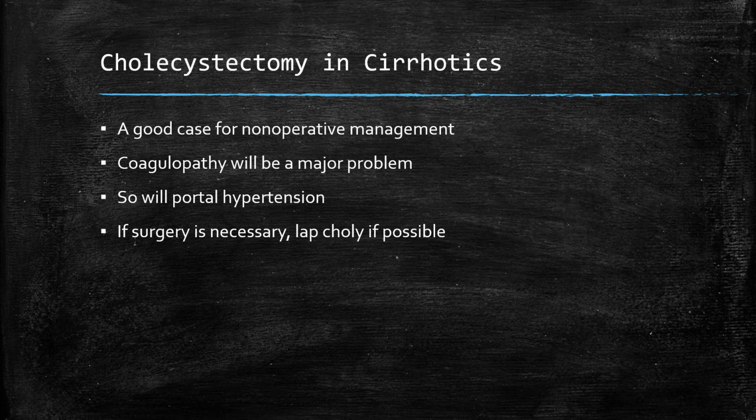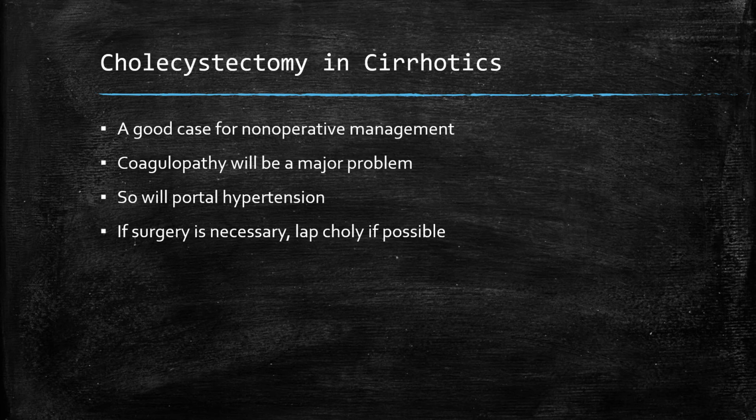Many cirrhotic patients have gallstones, and so they develop symptomatic cholelithiasis and acute cholecystitis. Most surgeons have learned the hard way that these patients are best managed non-operatively. This could be with antibiotics, or it could be with a cholecystostomy tube.